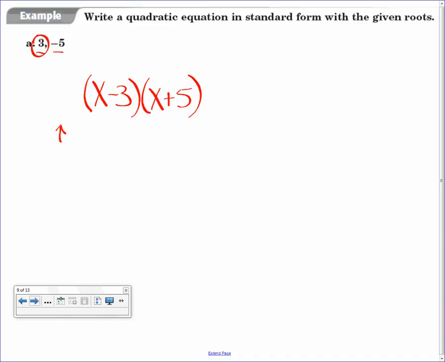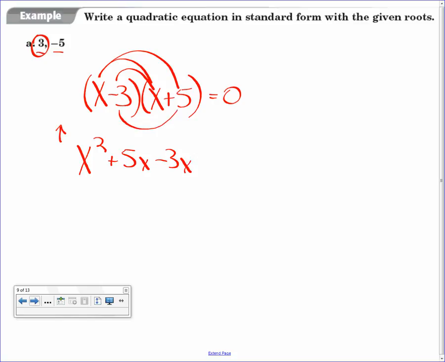And now, here's our equation. To make this an equation, we'll set it equal to 0. And now we simply use the FOIL method. X times x is x squared. X times 5 is 5x. Negative 3 times x is minus 3x. And negative 3 times a positive 5 is minus 15. Once you've done that, you can combine your like terms in the middle. 5x minus 3x is 2x. So I have x squared plus 2x minus 15 equals 0.